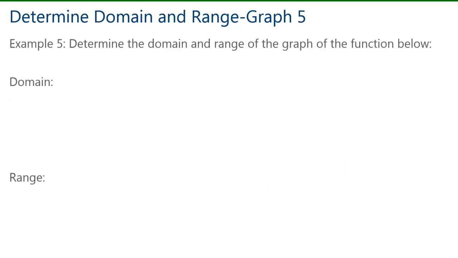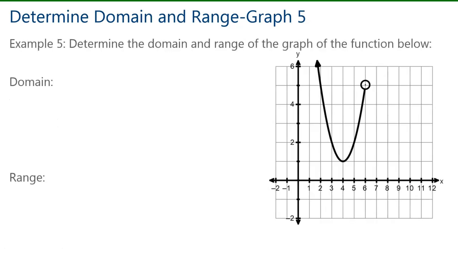Here's a fifth graph. Determine the domain and range of the graph of the function below. Let's look at the shadow of the graph in the x-axis. The graph stretches from 6 to negative infinity to the left. So in set notation, this is written as x such that x is strictly less than 6, where x is a real number. In interval notation, this is the fully open interval from negative infinity to 6.